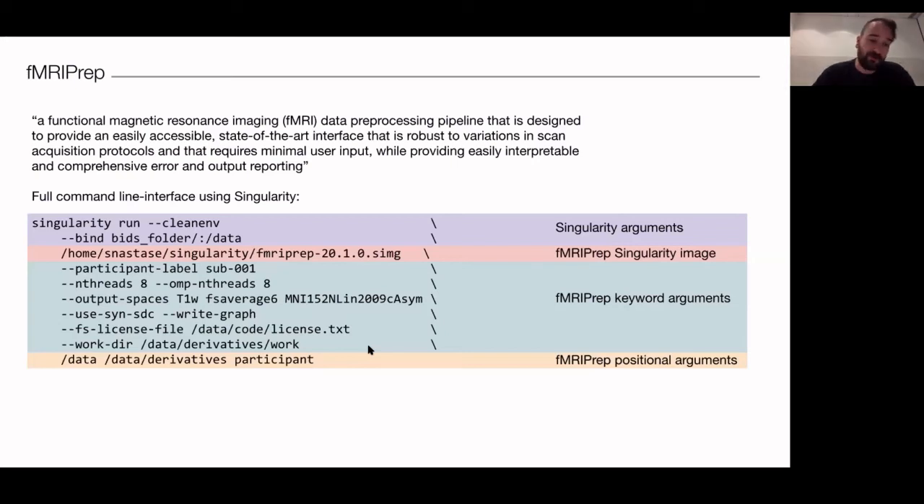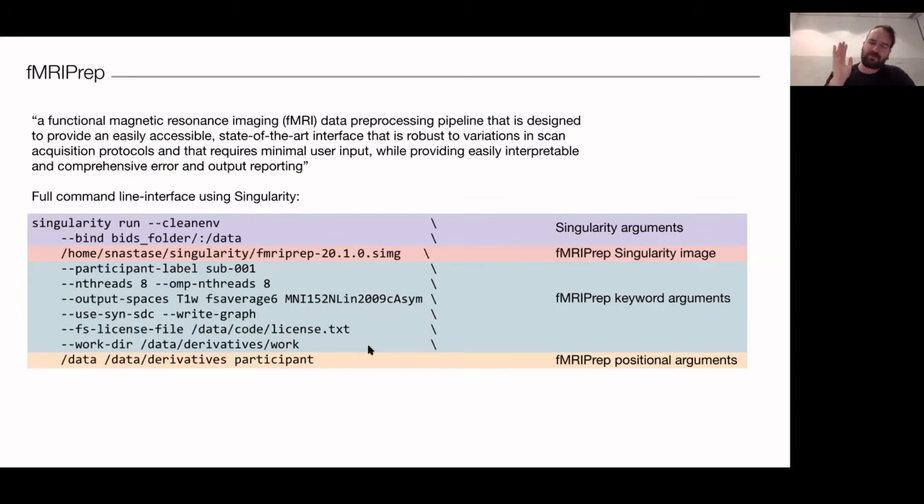You can ask for one, or you can ask for half a dozen, whatever suits your analysis. I have a couple other things here that are not that important. Here I'm using the field map-less correction, with this SyN susceptibility distortion correction. I'm pointing to a FreeSurfer license file. I'm specifying where I want the work directory to be.